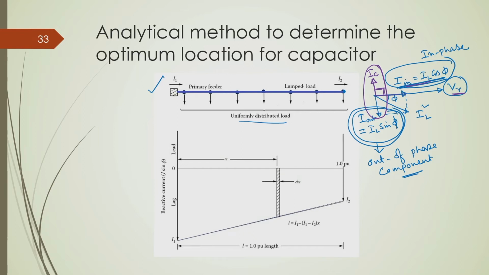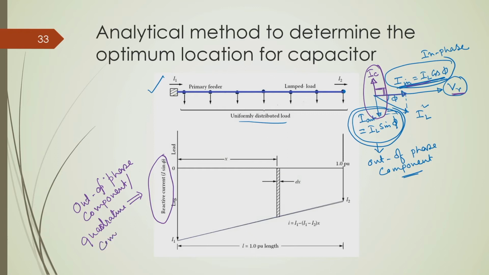So this part is the plot of the reactive current, which is also called the quadrature current or out of phase current. This is the out of phase or quadrature component of the load current.